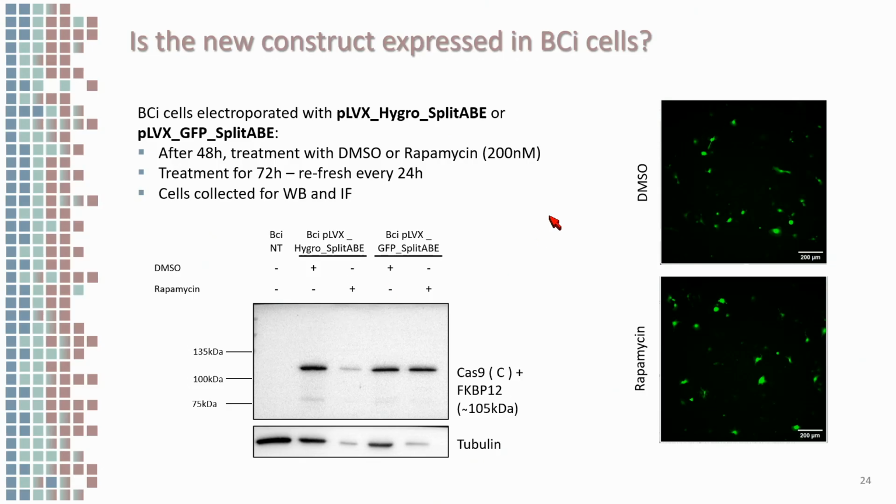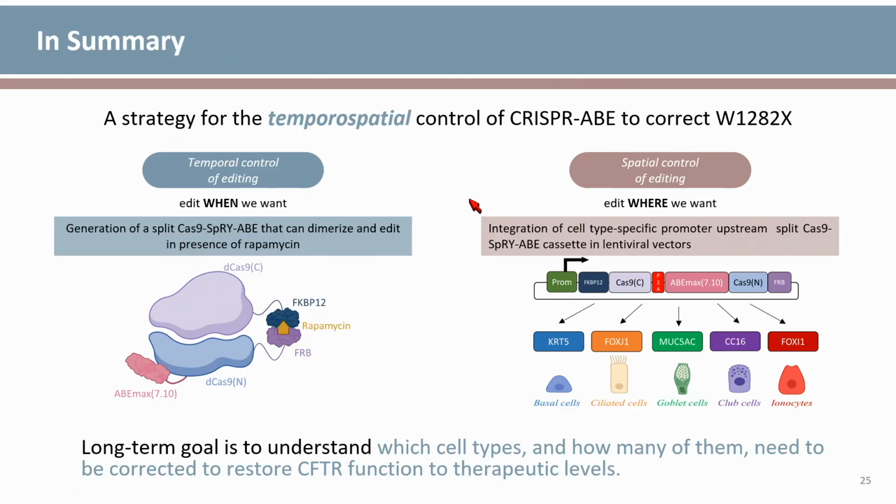So overall, I've shown you our ongoing process to develop a strategy for temporal and spatial control of CRISPR-ABE to correct W1282X, with a long-term goal of understanding which cell types and how many of them need to be corrected to restore CFTR function to therapeutic levels.